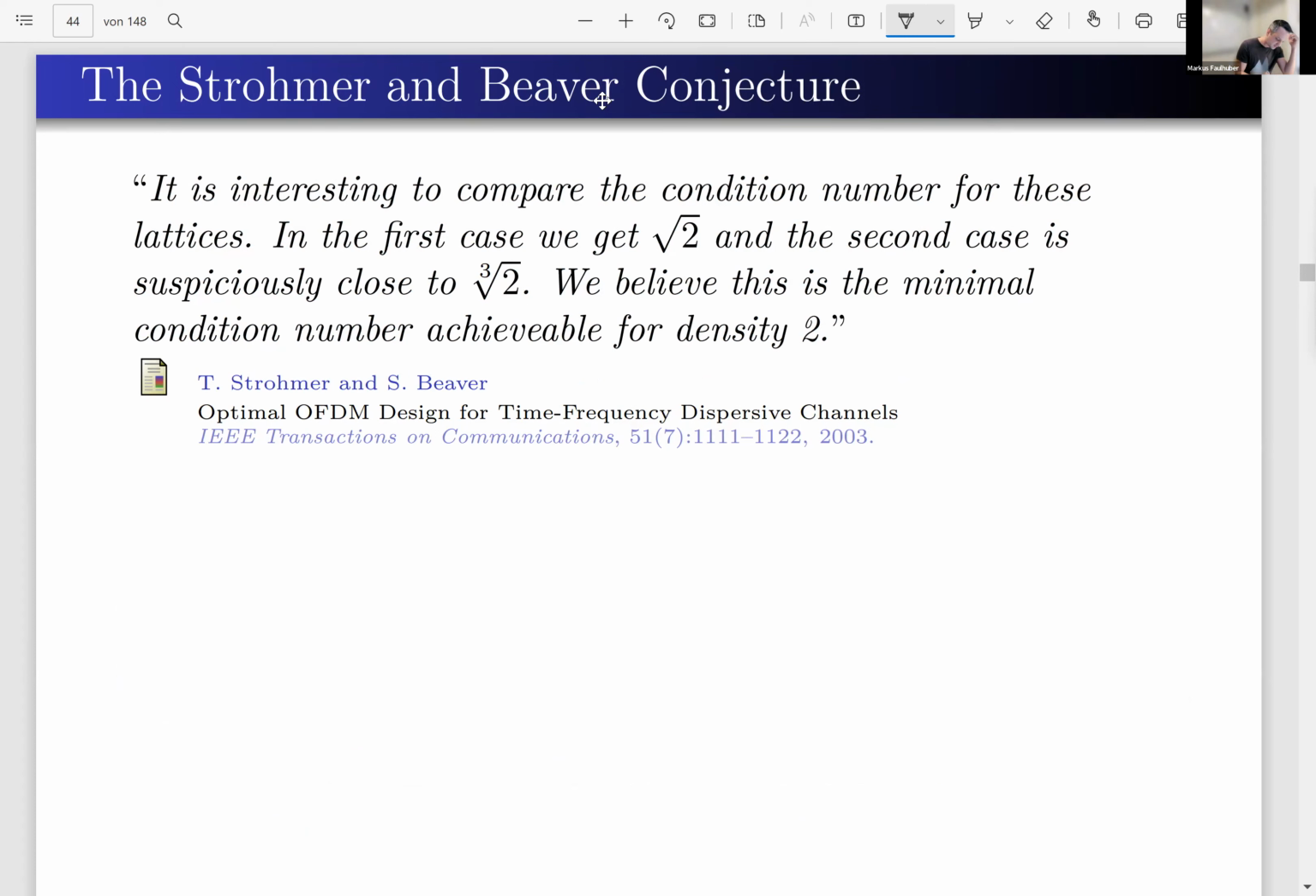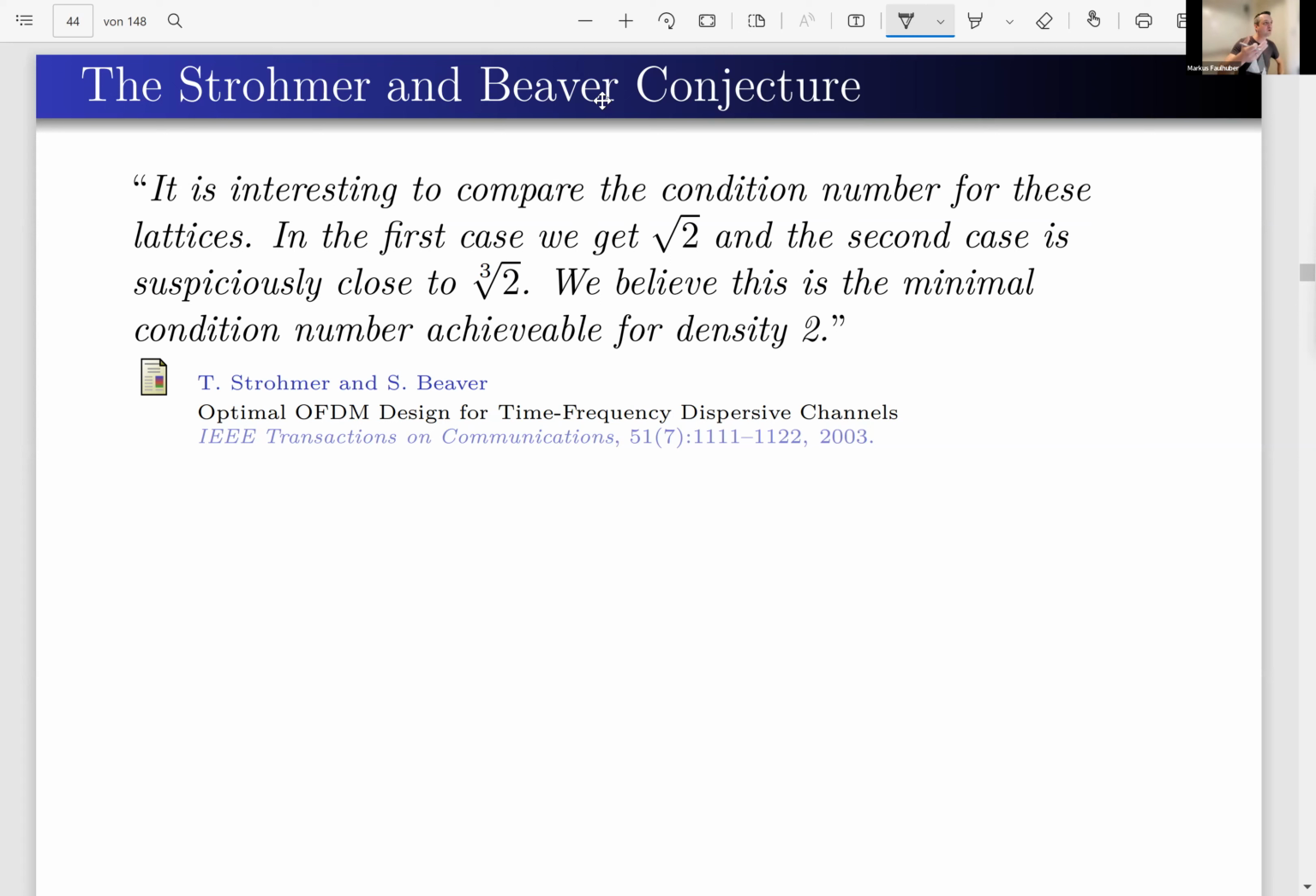And so in the first case, for the square lattice, they find that the condition number is the square root of 2. And numerically, they observed that for the hexagonal lattice, it's suspiciously close to the cubic root of 2. And then they stated, we believe this is the minimal condition number achievable for density 2. So this is actually the conjecture they provide.